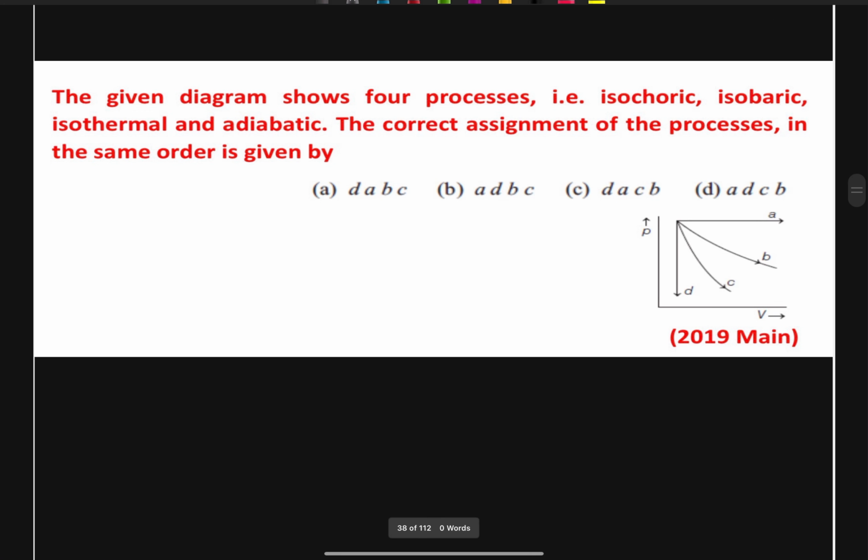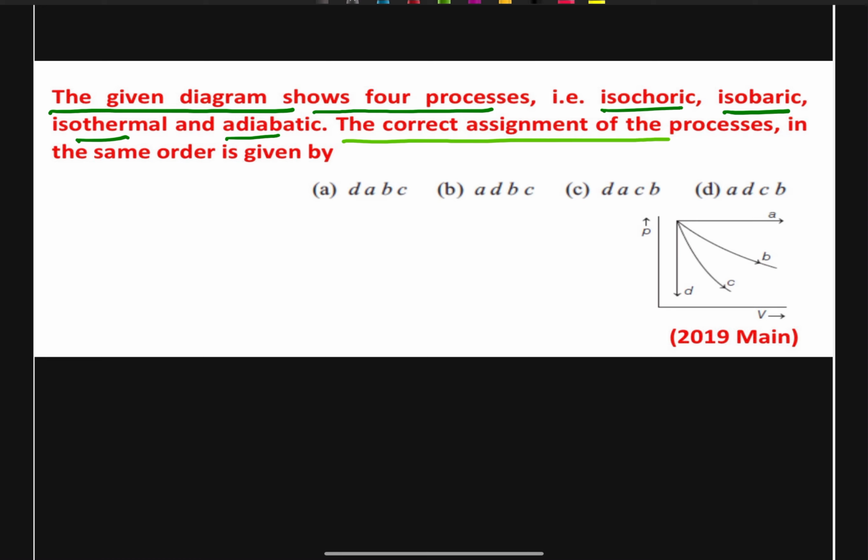The given diagram shows four processes: isochoric, isobaric, isothermal and adiabatic. The correct assignment of the processes in the same order will be. A basic PV diagram is given to us, so we have processes A, B, C and D. We have to find out which belongs to which.